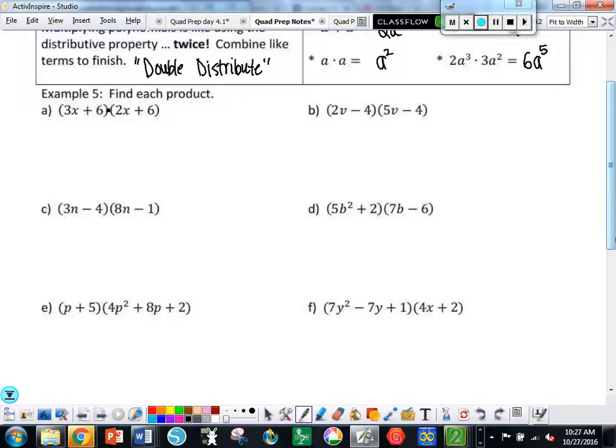So we're thinking of this as kind of like a double distribute. We have to distribute the 3x to both of those. Not to the 6, because it's in parentheses together. We're going to take that 3x and we're going to multiply it to the 2x. When I multiply those, what do I get? 6x what? Squared. And then 3x times 6 is what? 3x times 6? 18x.